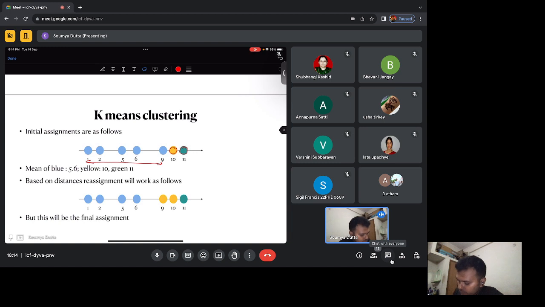Okay. So after this, the mean of blue will be at 5.6, which is here, and yellow will be here and green will be here. The lines that I am drawing are the cluster centers, and based on the distances the reassignment will work as follows. After you reassign, all of these will become the blue cluster, these 2 will become the yellow cluster, and this will become the green cluster. And you can continue doing the k-means algorithm, you will see that this assignment won't change. So depending on whatever starting points you choose, you might end up with completely different clusters.